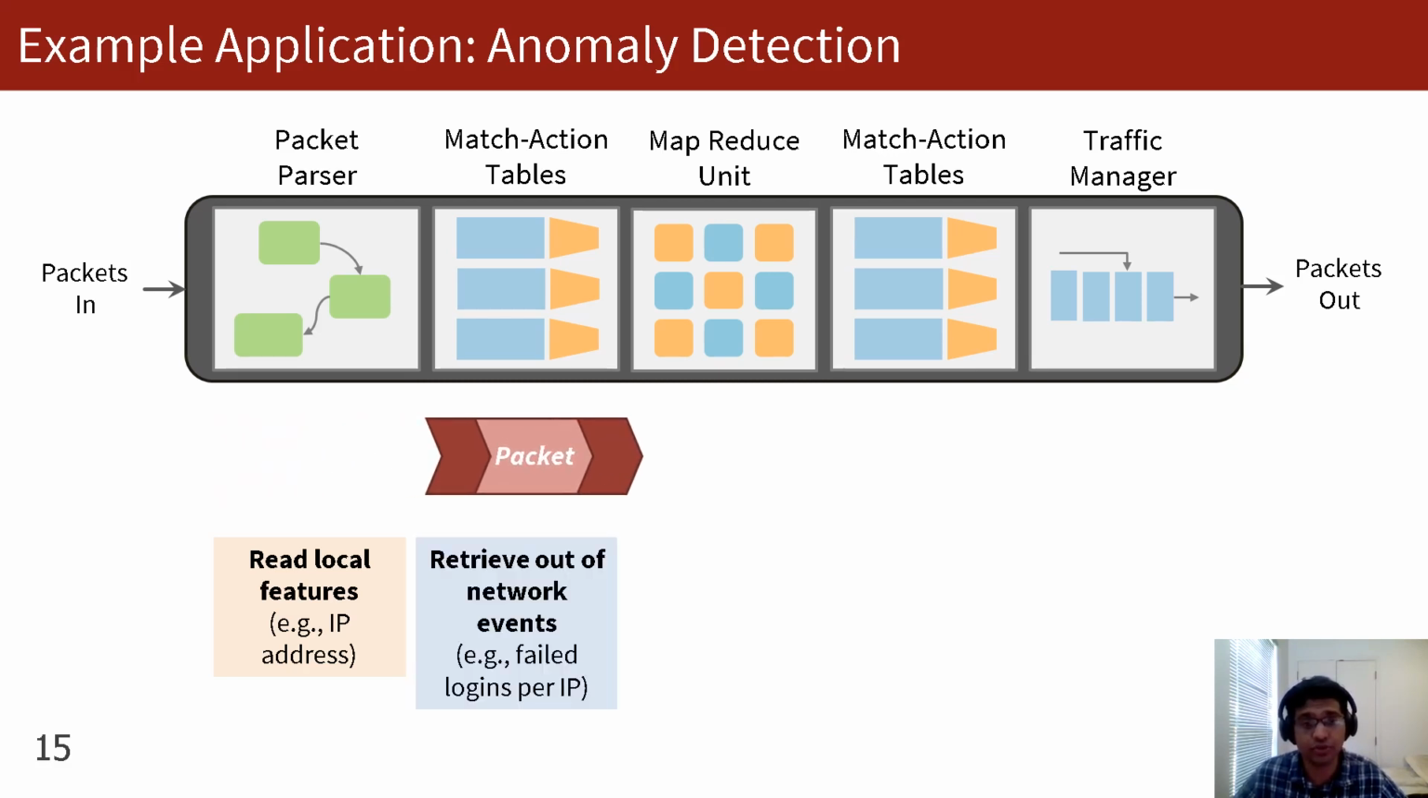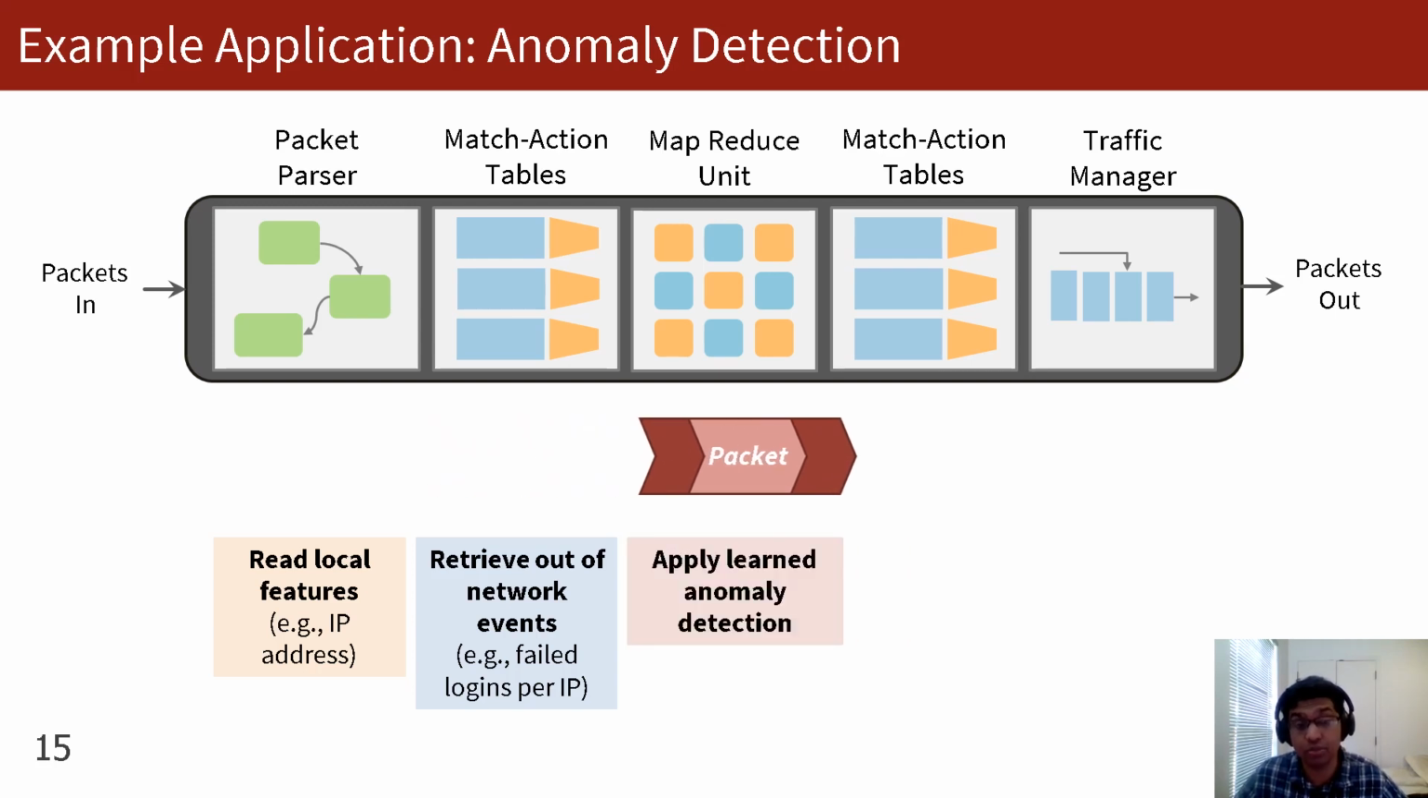The packet then moves to the pre-processing block of match action tables, and this is where we're going to do our data augmentation, integration, and cleaning. And in this case, maybe we're retrieving some out-of-network events that were installed by the control plane, something like the number of failed logins per IP.